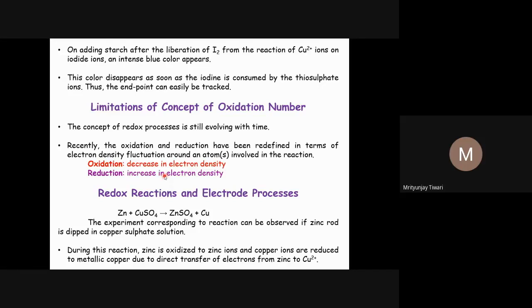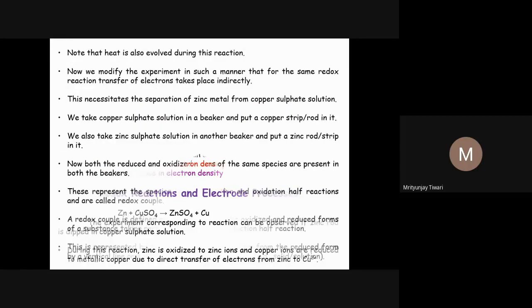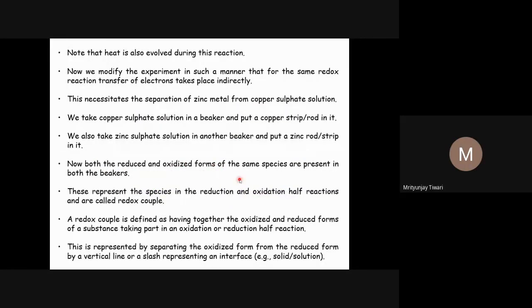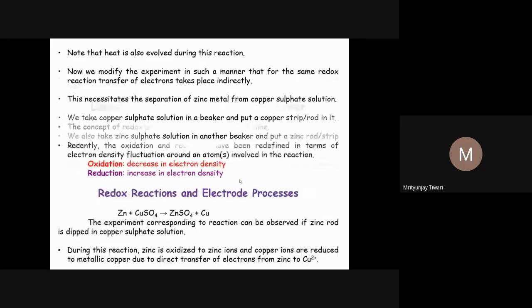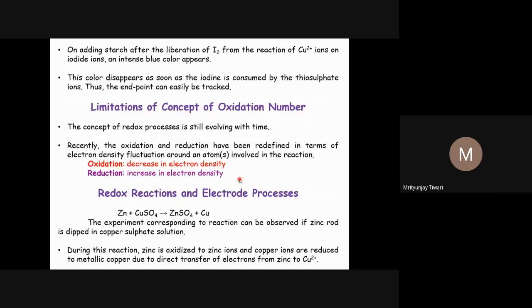It is more than one in number. So that thing we do. Now let's see redox reactions and electrode processes. Usually we study these things in electrochemistry, and the titration thing that we study in volumetrics. So simply I mention this part as well, and I'll finish this chapter.